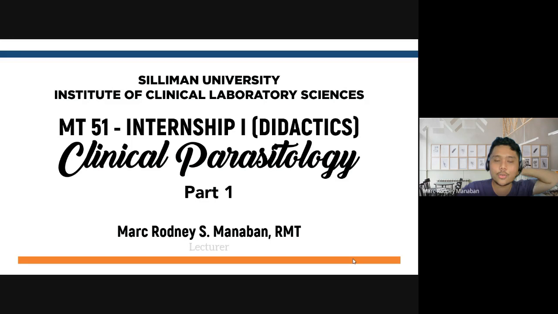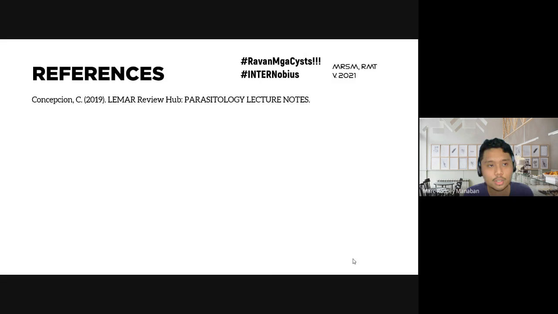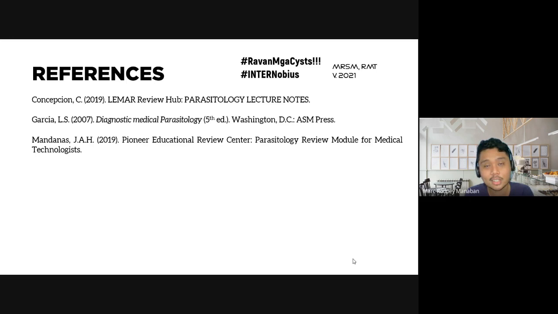So, before we go into the lecture proper, what are the references or resources that I used in this lecture? So first, of course, I used my review notes when I reviewed for the board exam. That is from Lemar, and the second one is from Pioneer, okay? So I enrolled in two review centers when I was reviewing for the board exam. So I used their notes, and I mixed them, okay? Majority of the format is the same as my Lemar notes, all right? Because it is nicely organized. Okay, so again, review notes from the board exam, from the review centers that I enrolled in.